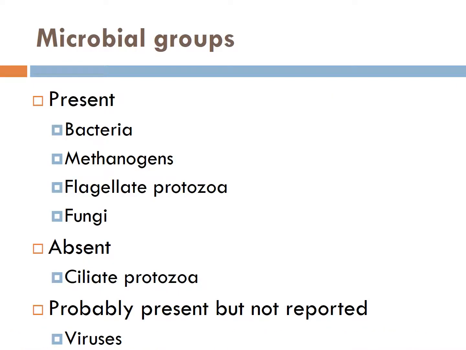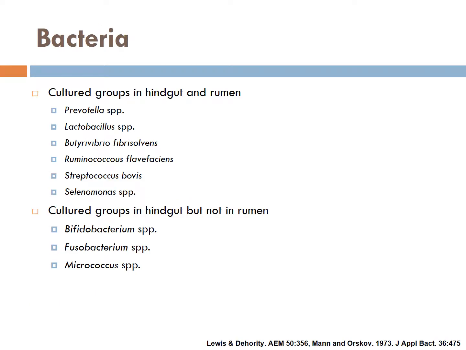In the hindgut, microbial groups present are bacteria, methanogens, flagellate protozoa, and fungi, just as in the rumen. The ciliate protozoa, however, are absent. Viruses are probably present, but they have not been reported. There are some cultured groups of bacteria that overlap in the hindgut and the rumen. The Prevotella, Lactobacillus, Butyrivibrio, Ruminococcus, Streptococcus, and Selenomonas species are found in both sites. There are some groups that are found only in the hindgut and not in high concentrations in the rumen. For example, the Bifidobacterium, Fusobacterium, and Micrococcus species.